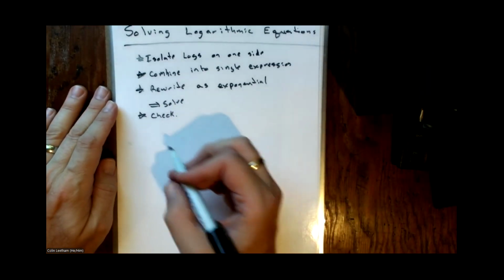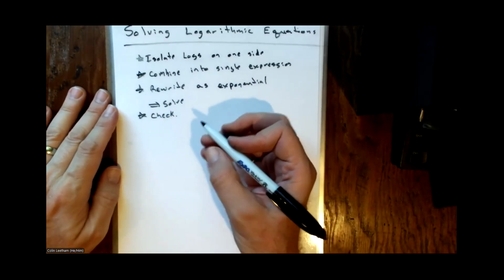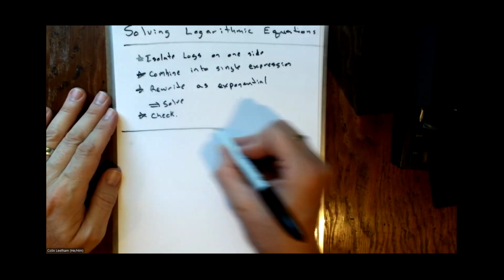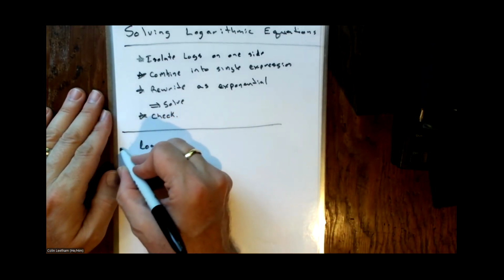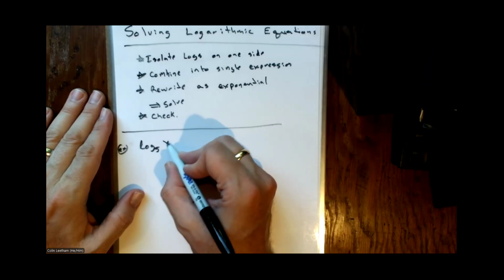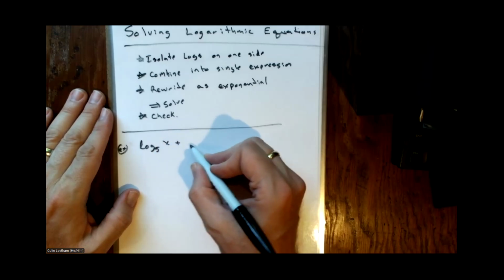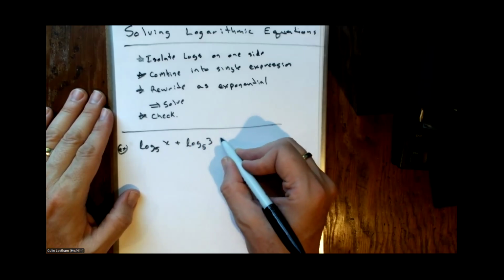So let's show you a good example of this, and I'm going to do something fairly easy right now. So say I've got, first example, log base 5 of x plus log base 5 of 3, and let's have that equal to 1.